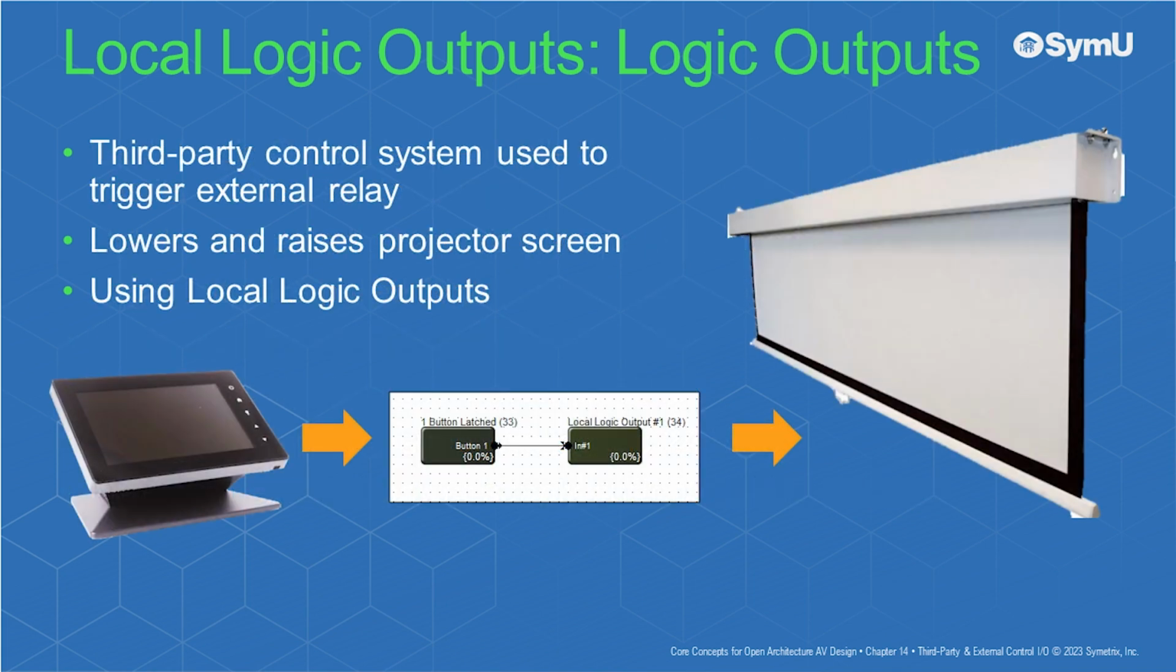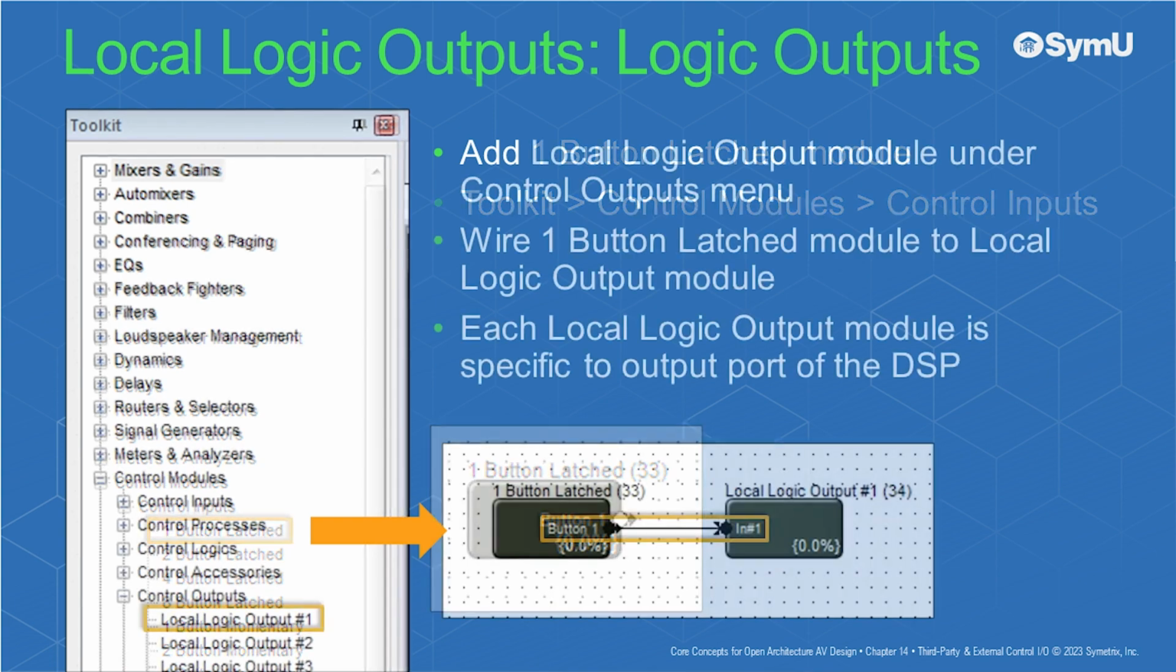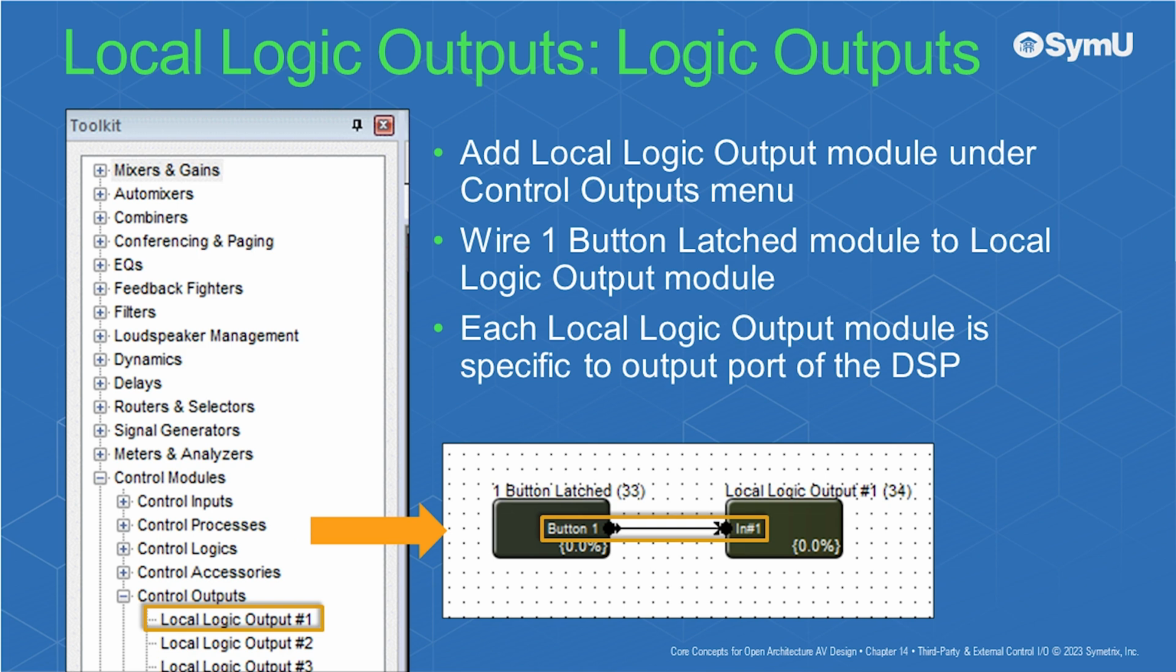In this example, a third-party control system is used to trigger an external relay that lowers and raises a projector screen using local logic outputs. First, add a one-button latched module from the toolkit under Control Modules, Control Inputs. Next, add the local logic output module under the Control Outputs menu. Then, wire the one-button latched module to the local logic output module.